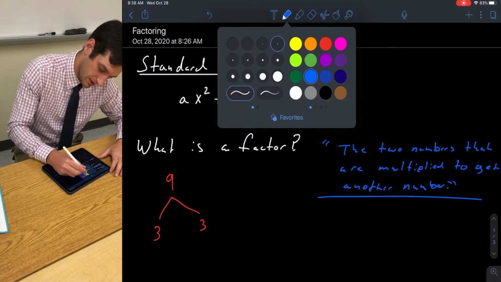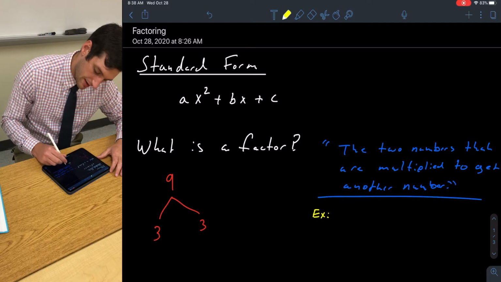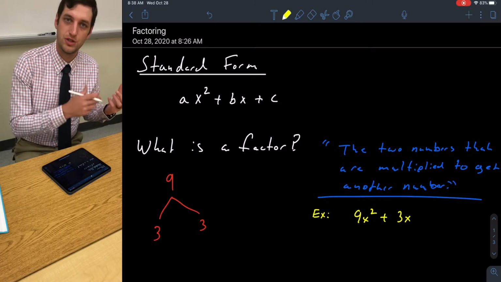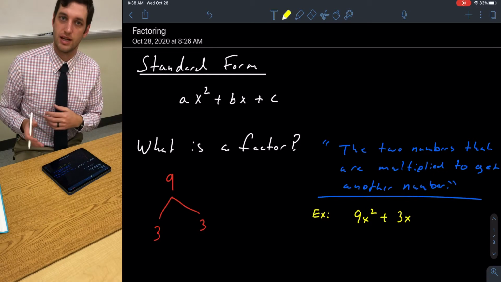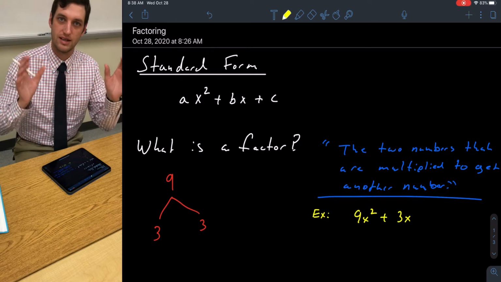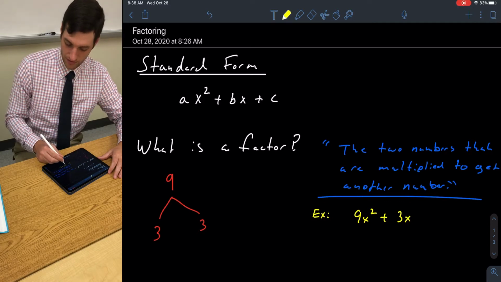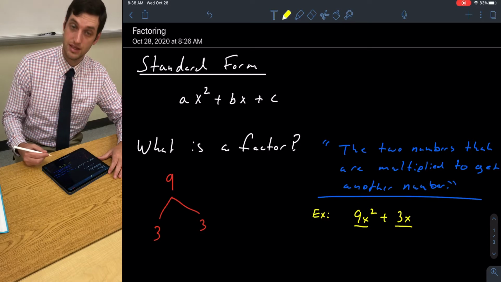Okay, so let's do an example really quickly. I'm going to do my example in yellow this time. So let's say that I have 9x squared plus 3x. Well, if I was going to factor, I would find two things that multiply to give me 9x squared plus 3x. It turns out that we're going to find what we can divide both of these terms by.